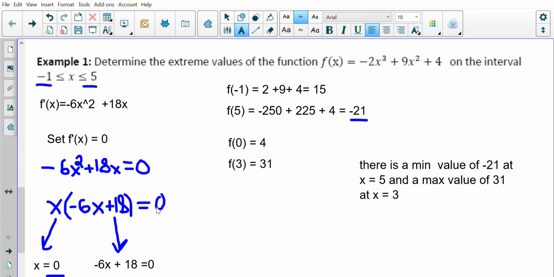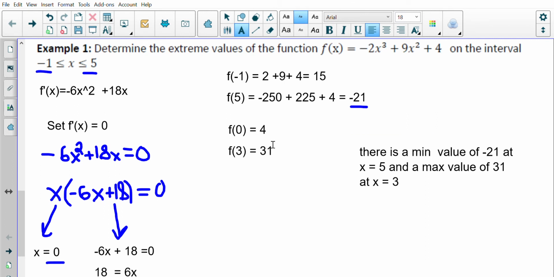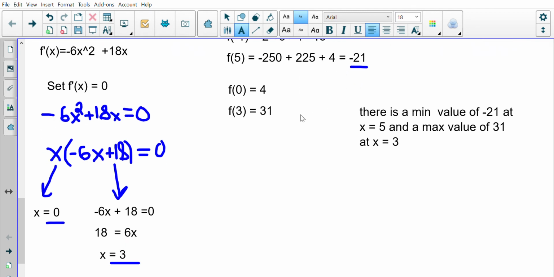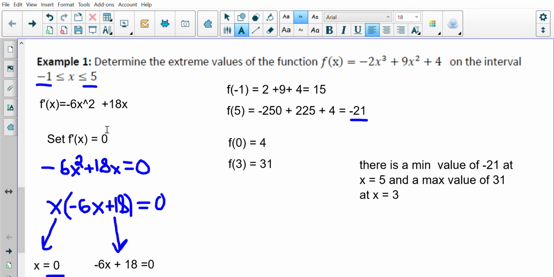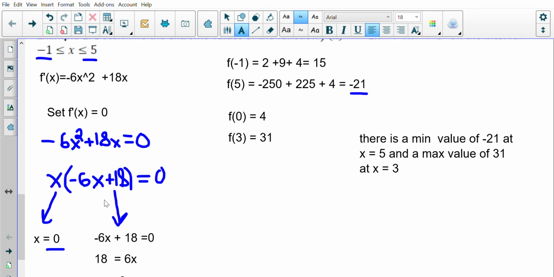So we had some local max or local mins. Looks like f of 0 was a local min, where f of 3 was an absolute max. And one of our endpoints ended up being our minimum value. All right, so again, we set the derivative equal to 0. We find out where we potentially have max or min values within the interval, and then when we do find those values, we test them out as well as the endpoints.